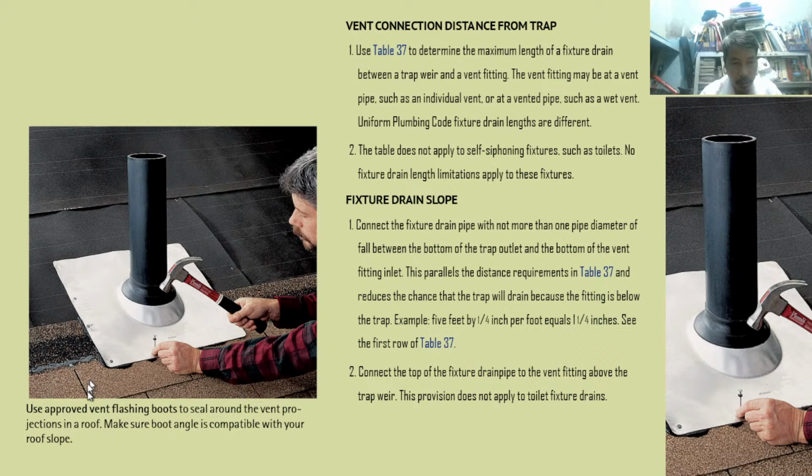So as you can see here, use the approved vent flashing boots to seal around the vent projection in a roof. Make sure the boot angle is compatible with your roof slope. So this is what we call boots. Okay. So this flashing is provided with boots. Okay, it's a boot part. Okay. So flashing boots so that it is sealed off properly.